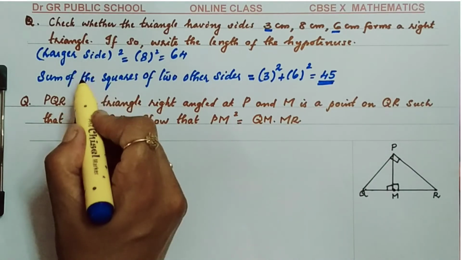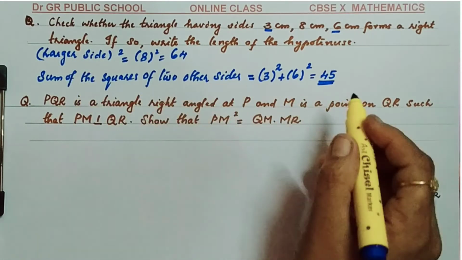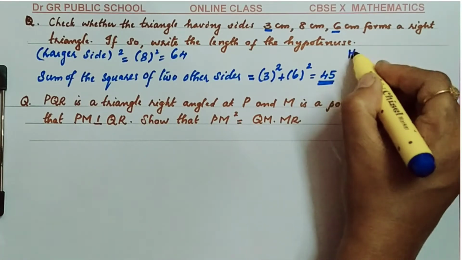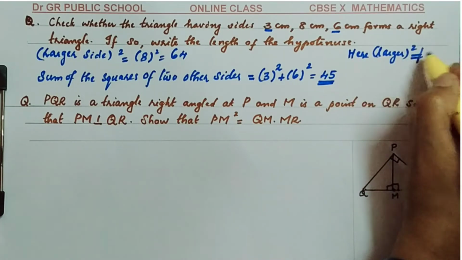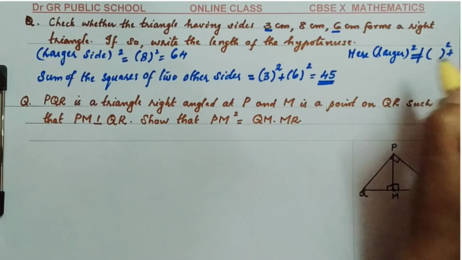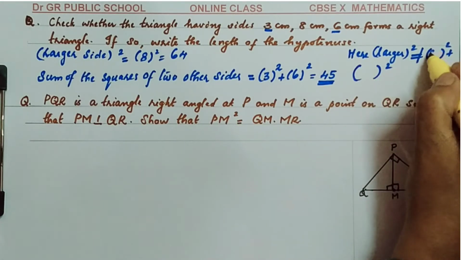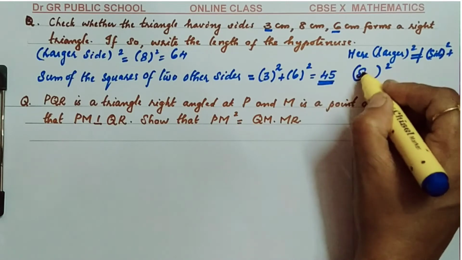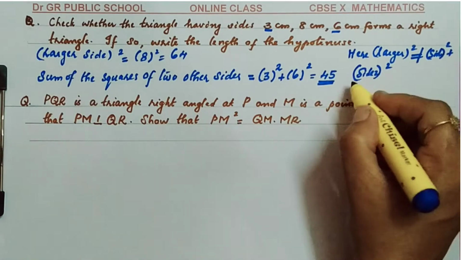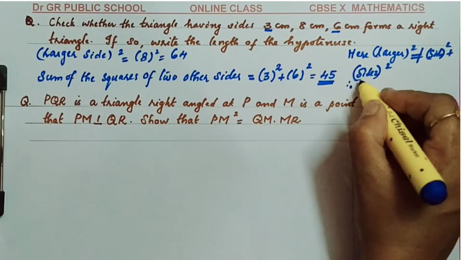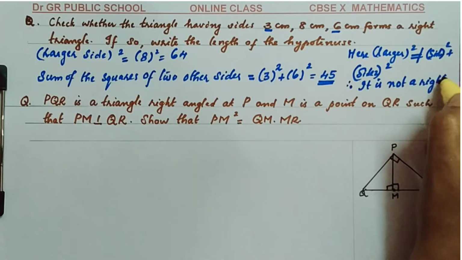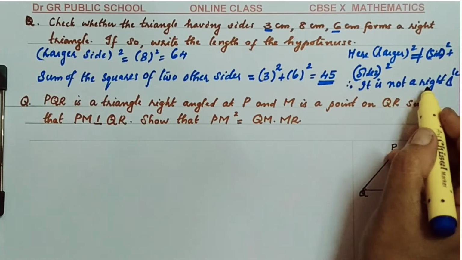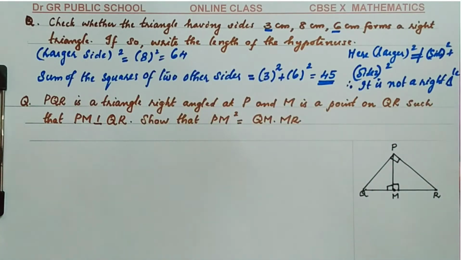Is the larger side squared equal to the sum of the squares of the smaller sides? No. Here, the larger side square is not equal to the sum of the squares of the two small sides, that is side 1 squared plus side 2 squared. Therefore, it is not a right triangle. If it is a right triangle, then only you can find the length of the hypotenuse. Come with another question.